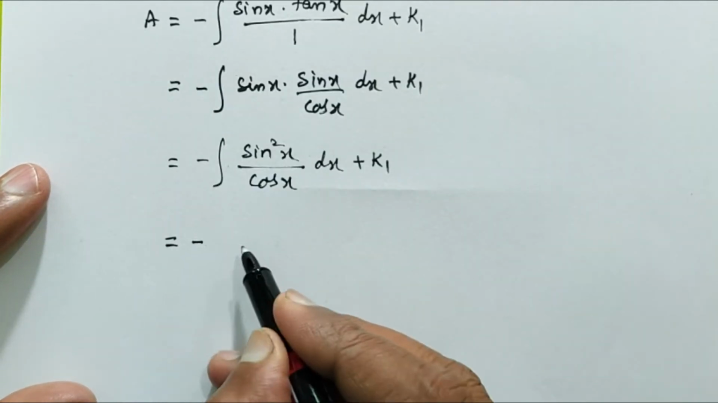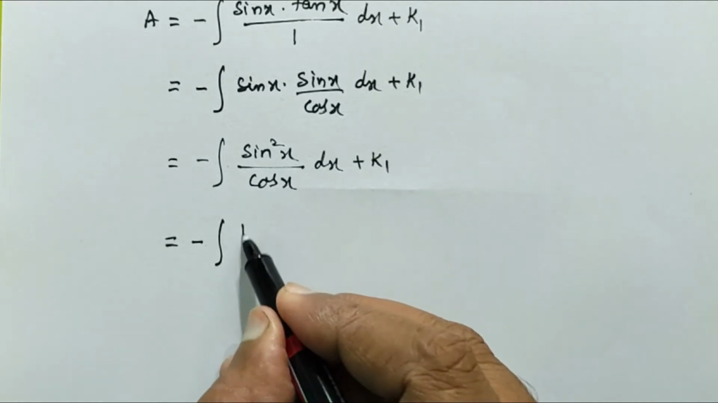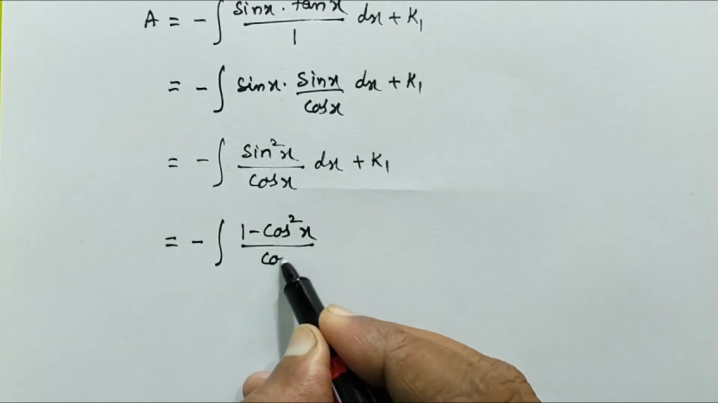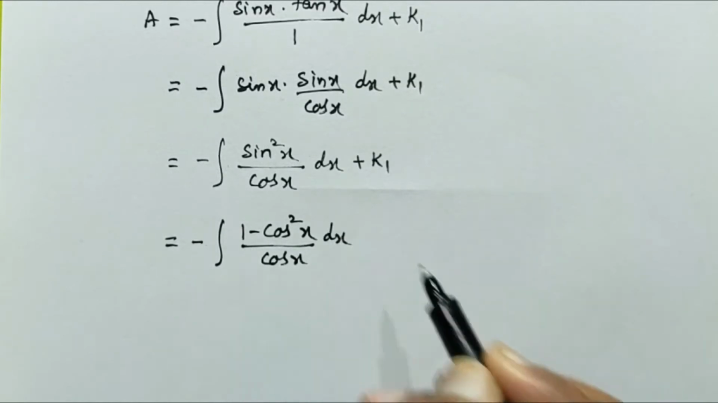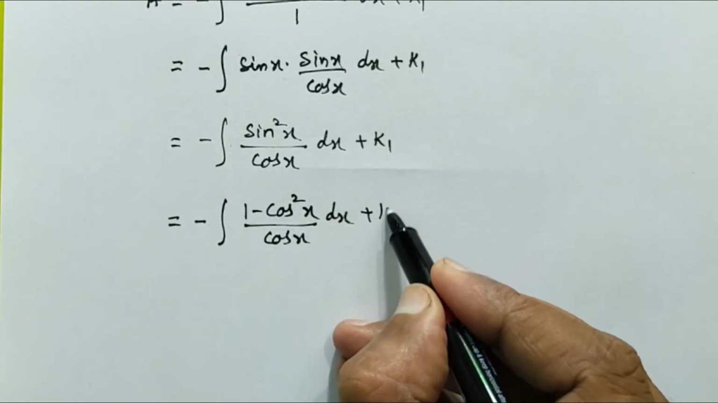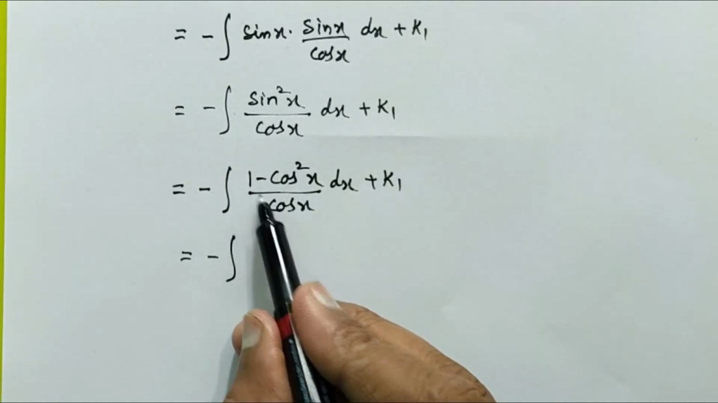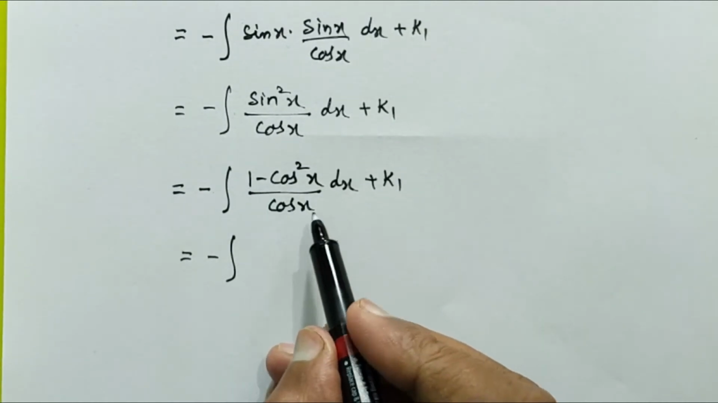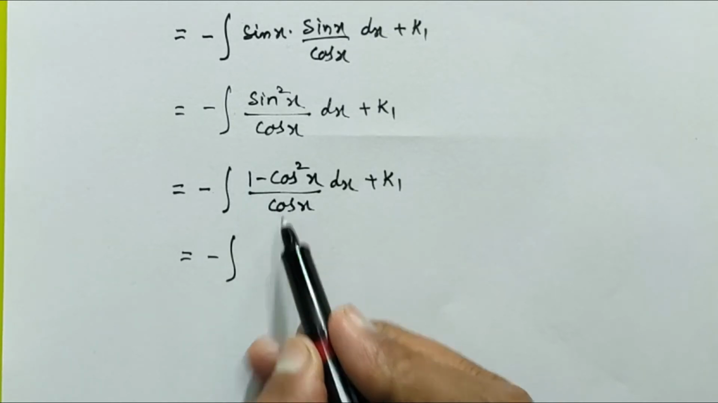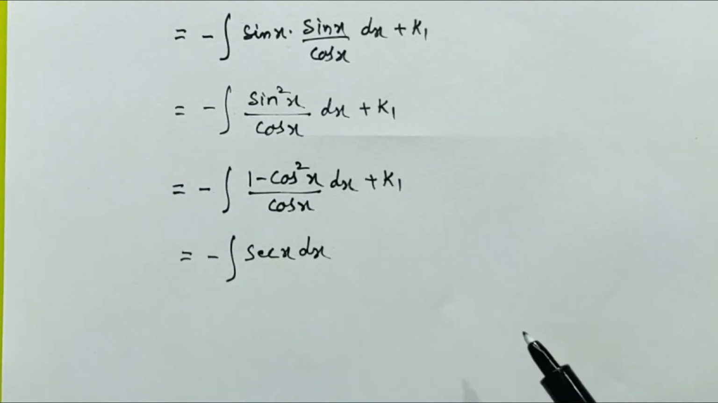This will be nothing but minus of integral of, you can write down the value of sin square of x to be 1 minus cos square of x, whole divided by cos of x into dx. So both the numerator and denominator are in terms of cos, plus this k1. It will be nothing but minus integral of, you can just divide each of the terms by cos of x. So 1 by cos of x will be secant of x, secant x into dx.